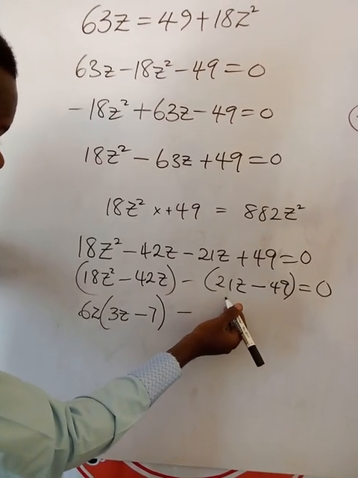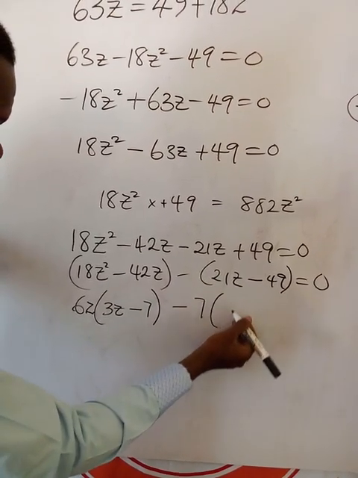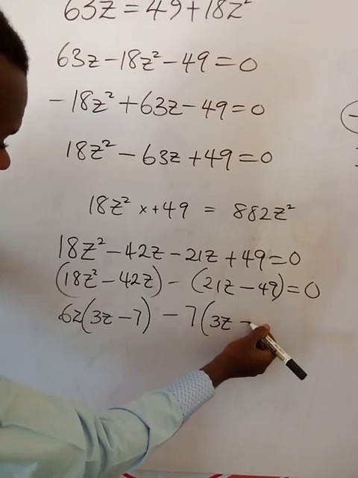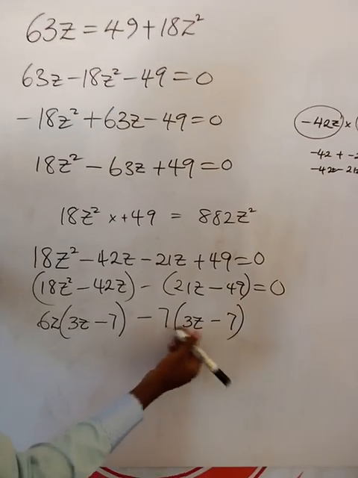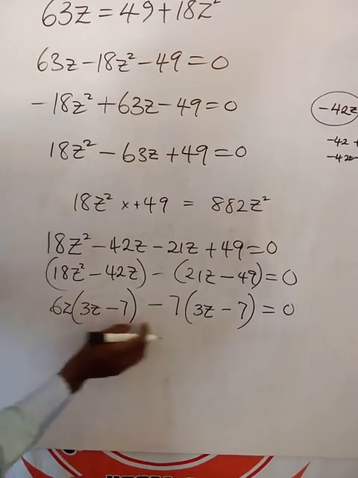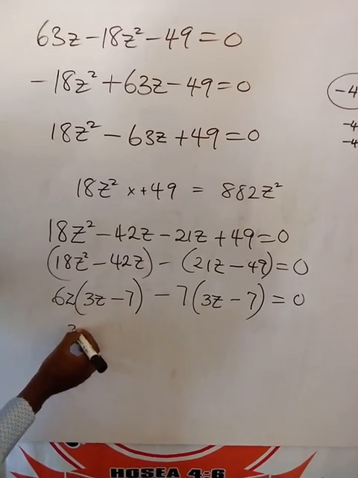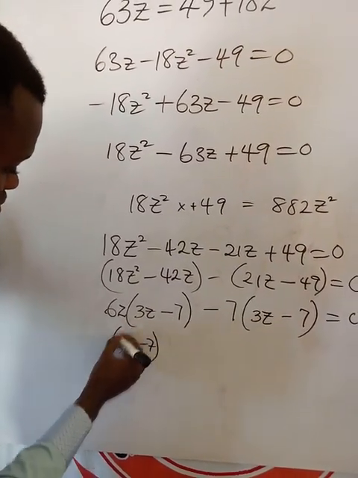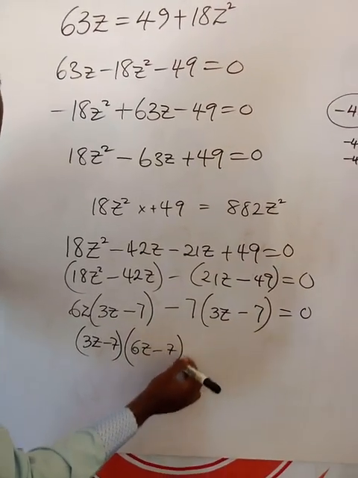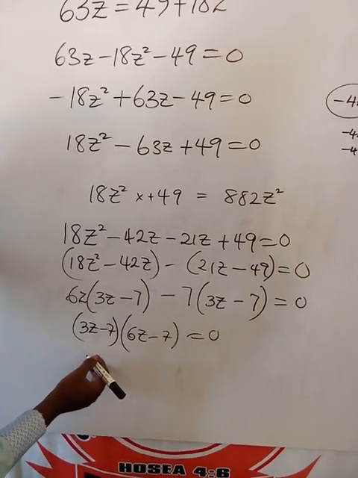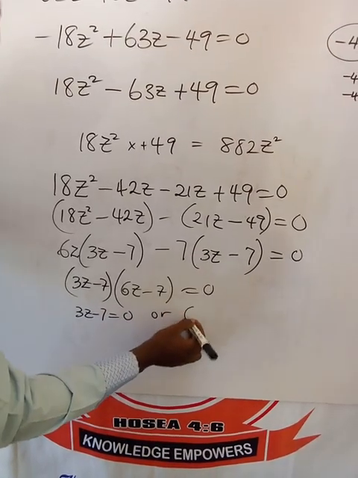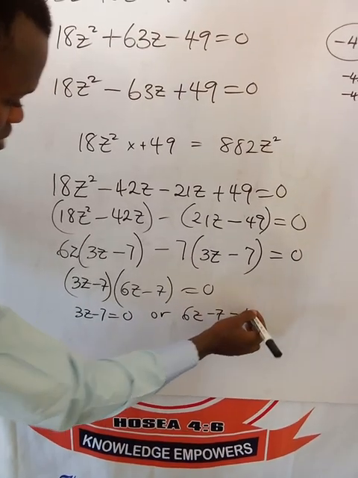And minus, here also 7 is common. We are left with 3z minus 7, because 7 times 7 will give you back your 49. So that means, now if you look at this, 3z minus 7 is common. So you can factor out 3z minus 7. This side we are left with 6z, whereas here we are left with minus 7, and everything is equal to 0. This means that either 3z minus 7 is equal to 0, or 6z minus 7 is equal to 0.